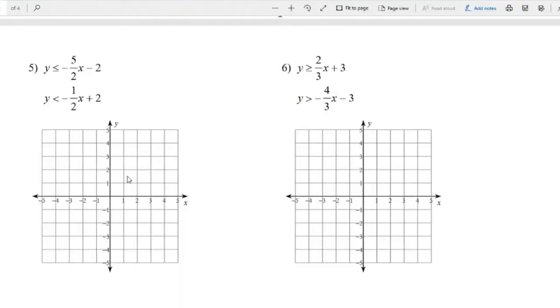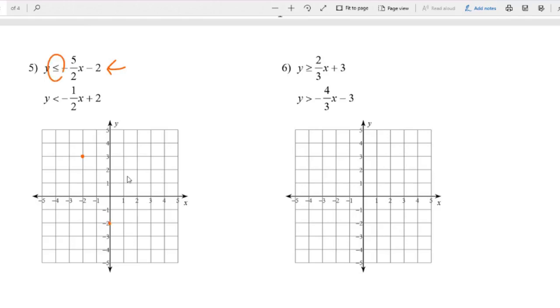Hi everyone. We're graphing systems of inequalities and finding the overlap shaded region. So we're looking at 2 points for each inequality using either our graphing calculator or Desmos.com. And the 2 points I found for the first inequality in number 5 are (-2, 3) and (0, -2).